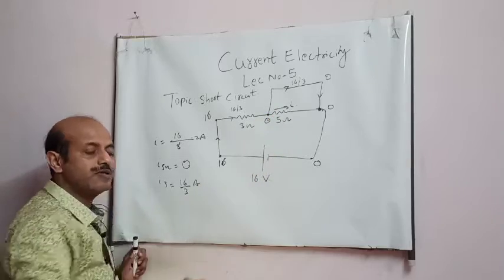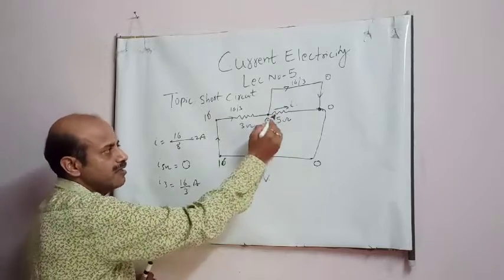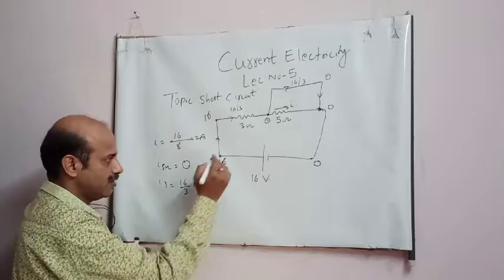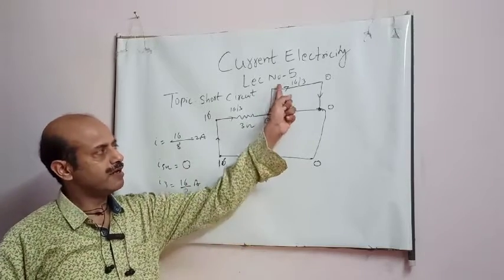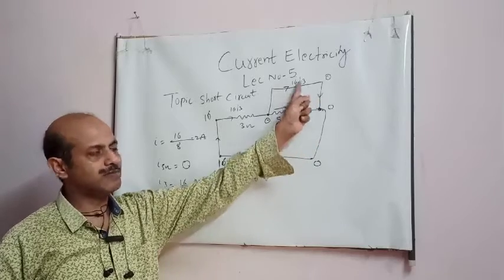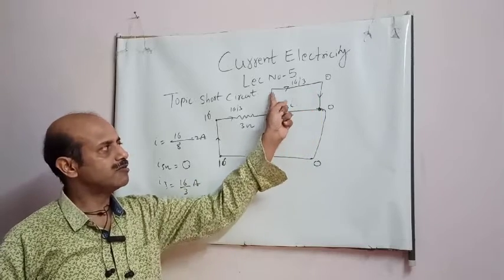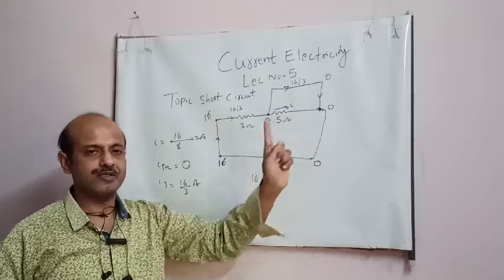This is known as a short circuit, student. It means I have shorted this resistance. This is a short circuit. So if a wire is connected across a resistor like this, it becomes shorted and the current flows through this shorted wire, not through the resistance.